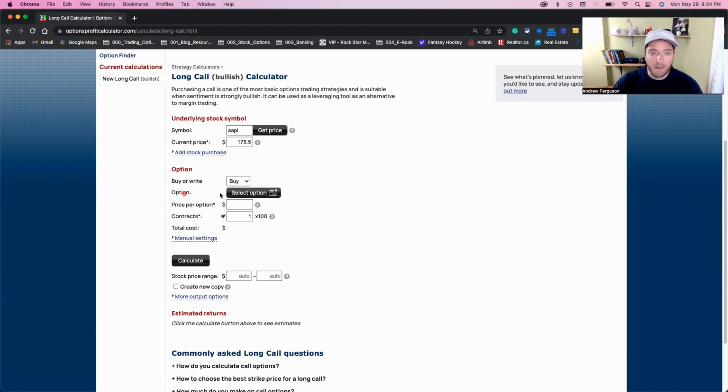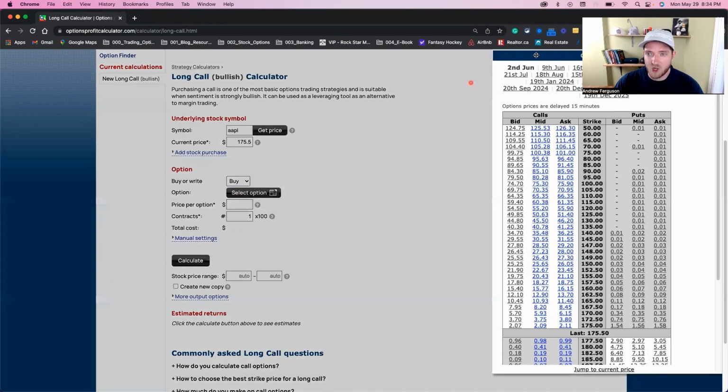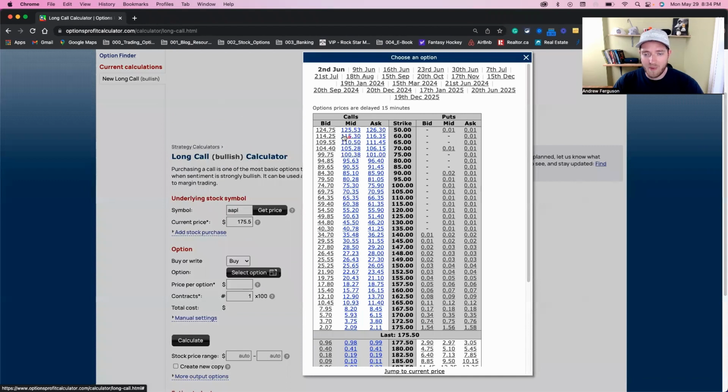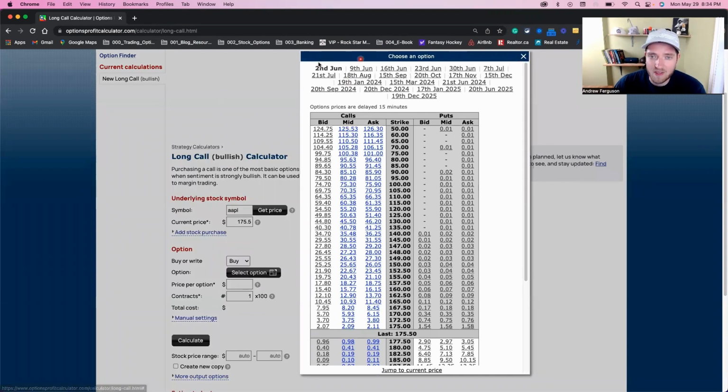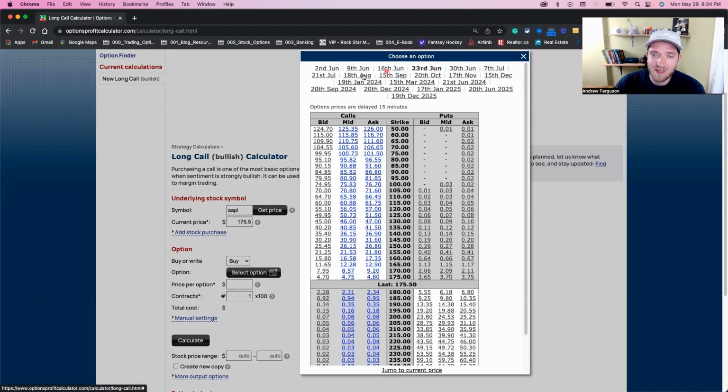Next, we're going to go down here and go options. So we want to click option, and this chart's going to pop open. And what we want to do here, we can see the different strike prices along the top right there. They go all the way up to January 2025 out to the LEAPS there. We don't do that. Let's go out to the third Friday in June, the 23rd. Click there. You can click any expiration date you want here, but I'm just going to do this one right now.